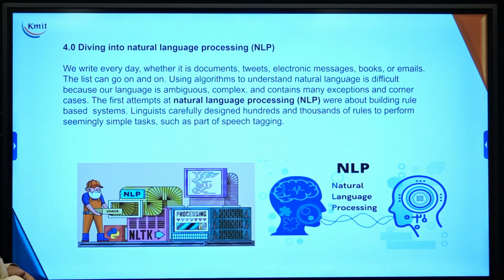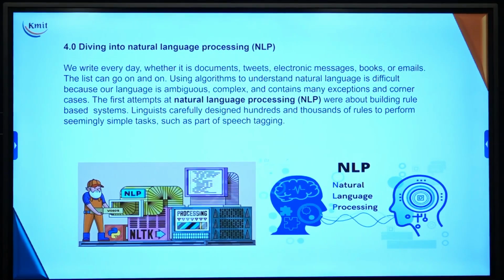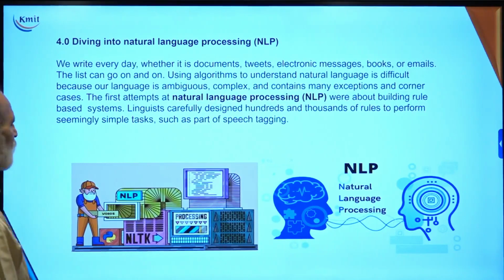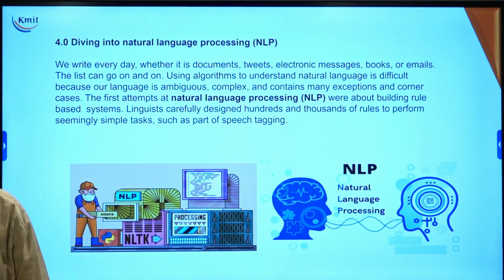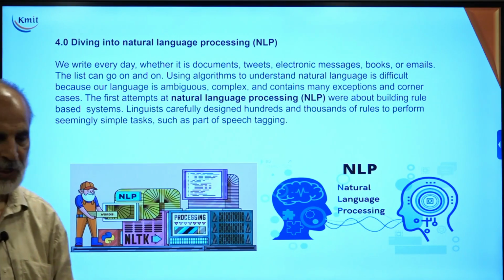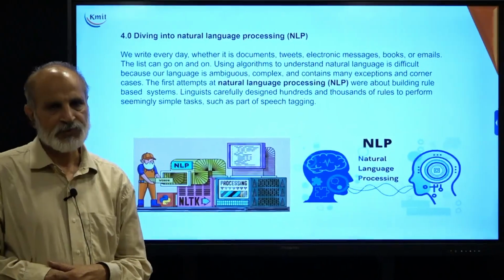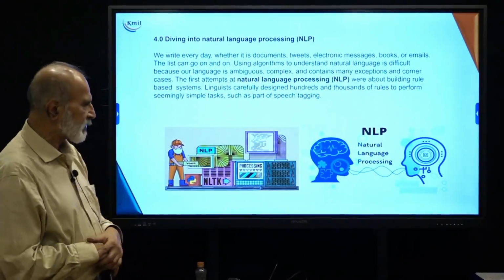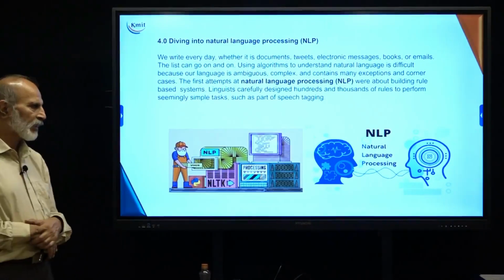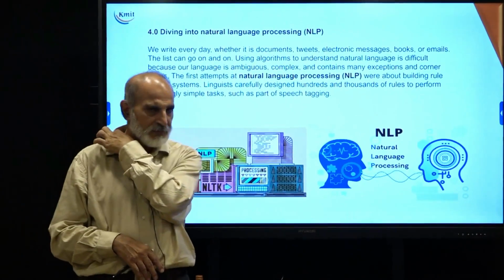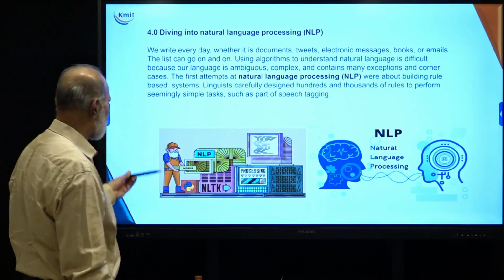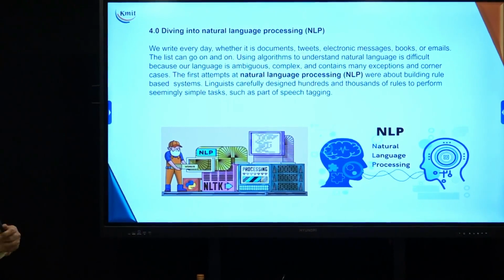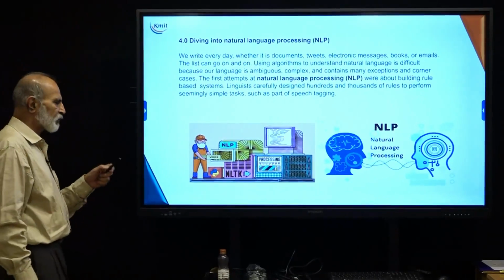So, the first attempt at NLP was to build a rule-based system. Linguists carefully designed hundreds and thousands of rules to perform seemingly simple tasks such as part of speech tagging. So, whenever I say hello, how are you, it should mean exactly hello, how are you. For example, in Hindi, if I say the slogan Ma Ajmer Gai, meaning mother has gone on a pilgrimage to Ajmer, and the other person hears it as Ma Aaj Mar Gayi, the entire meaning will be lost, the entire meaning will be different. So, that is a big problem in natural language processing. What you intend should be understood by the machine, and the other person should also be able to understand what the machine meant for you.